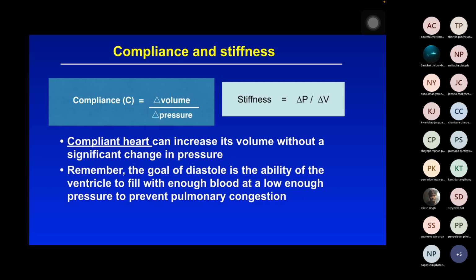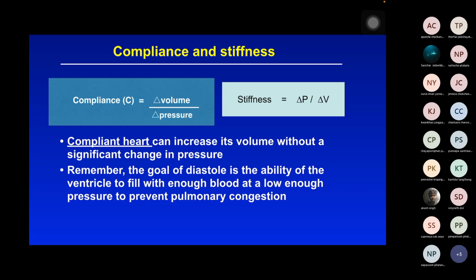About compliance and stiffness. The compliance depends on volume and pressure. Compliance is equal to delta volume divided by delta pressure. If the myocardium has good compliance, it means there is a large change of volume without a large change of pressure. This means the heart is good compliant.